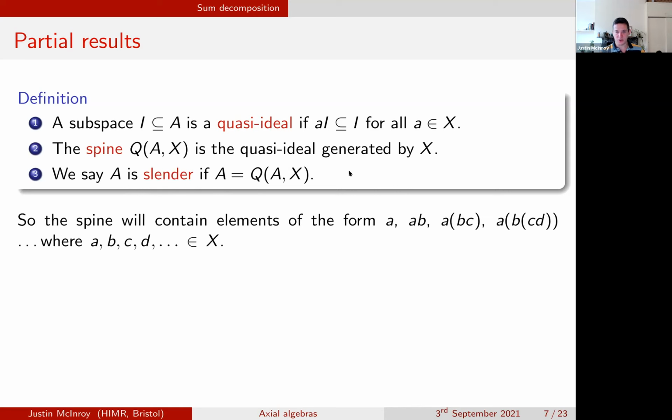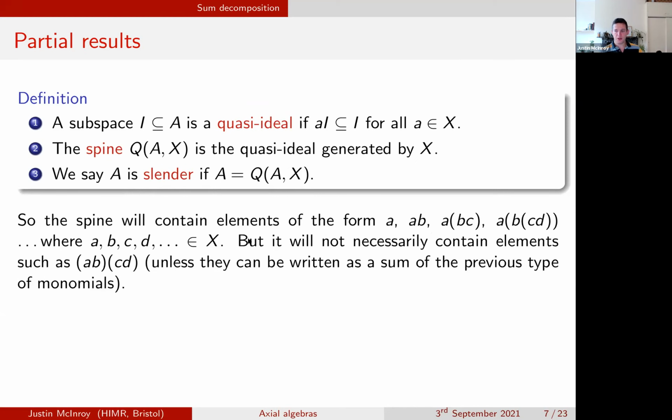I just want to give you a bit more of a picture. The spine will contain all the axes. It also contains all products of axes. And it contains things where I just keep on multiplying this product by a new element. So I have C times D, I multiply it by B, then I multiply it by A, and so on. But it doesn't necessarily contain elements like this. If I have C times D and A times B, and I multiply them, that's not necessarily in the spine, unless, of course, I can rewrite it as a sum of things which look like this.